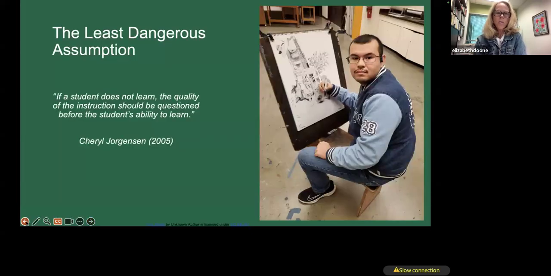So we want to go forward and say that if a student does not learn, the quality of the instruction should be questioned before the student's ability to learn. And so that's the goal of today, to always look at the quality of our instruction and make sure that we are doing everything that we need to support our students. So thank you so much, Pedro. That was very helpful.